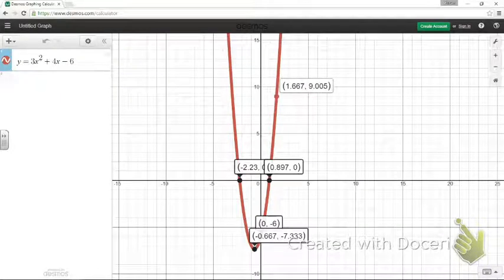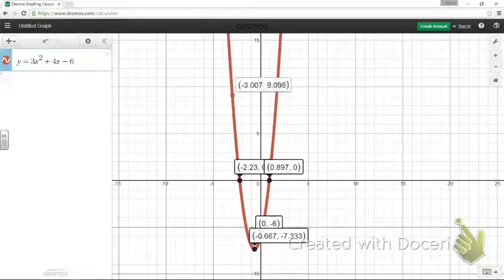That means we need to find some y-coordinates up here where y equals 9, and these are what we're talking about. If you notice, y is 9.005 here, and there's also another 9 on this side. Obviously I'm not being very accurate. Oh, there it is. So negative 3 comma 9 is there. Let's see if I can do that over here. It's not working out so well.